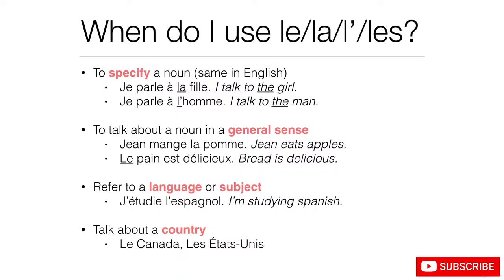So first of all, we'll start with the easy one. So where it's the same as in English. So when you want to specify a noun, so when you want to say, I'm talking about the girl, I'm not just talking about any girl, but I'm talking about the girl.